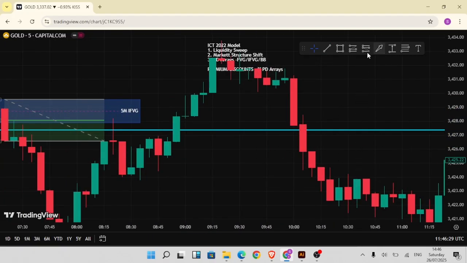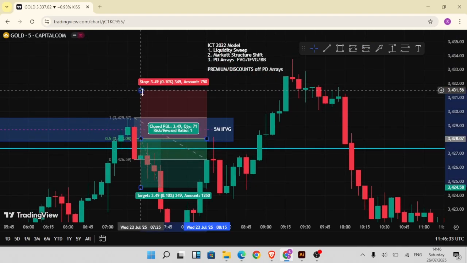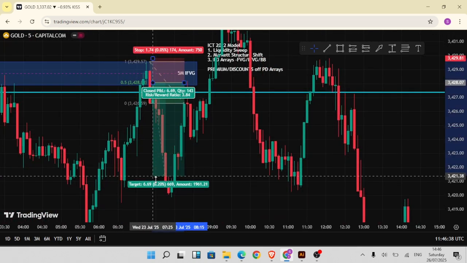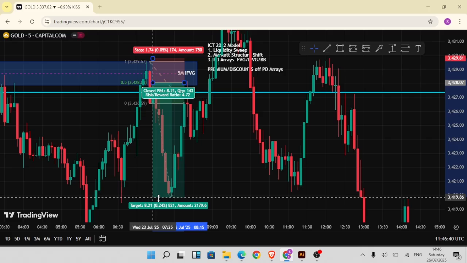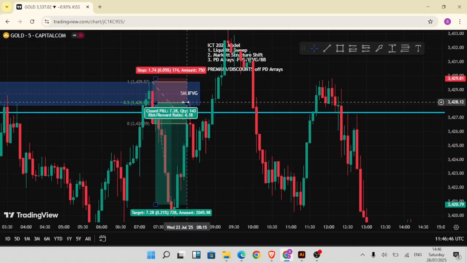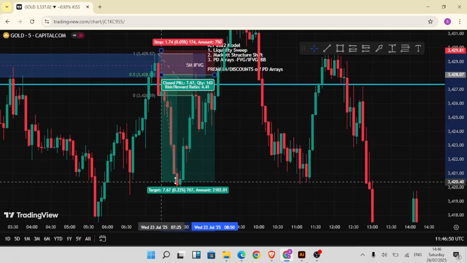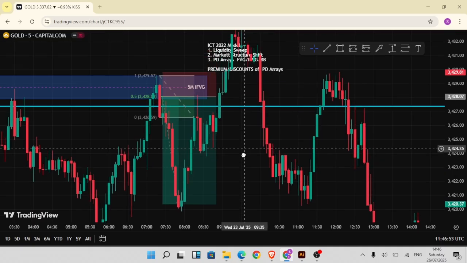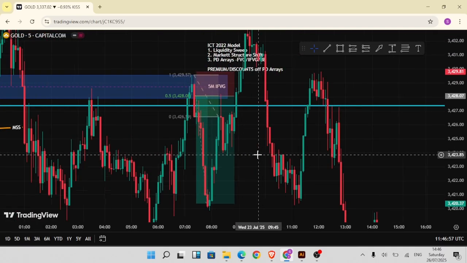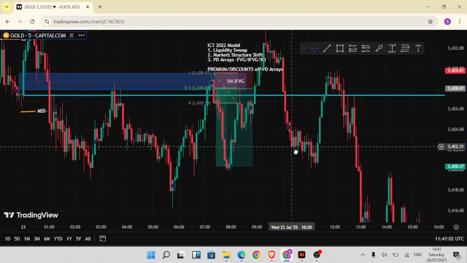Now if you take this again, very simple entry model, and you target another 1 to 4 or 1 to 5. This one gave us a 1 to 4. So 1 to 4s are giving us good returns. Once it gets 1 to 4, you are maybe taking your partials and setting your stop loss to break even for good entries. So that is the second opportunity.